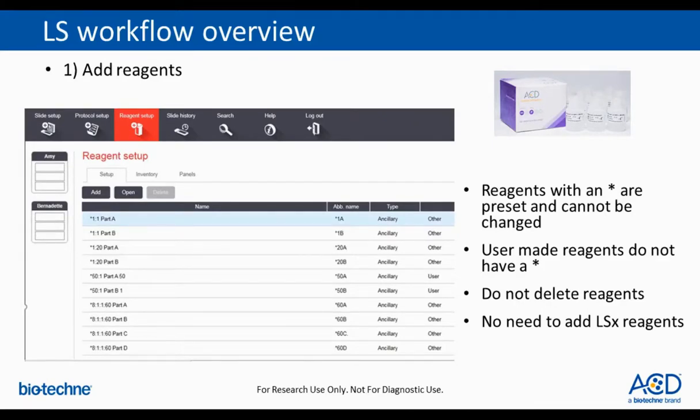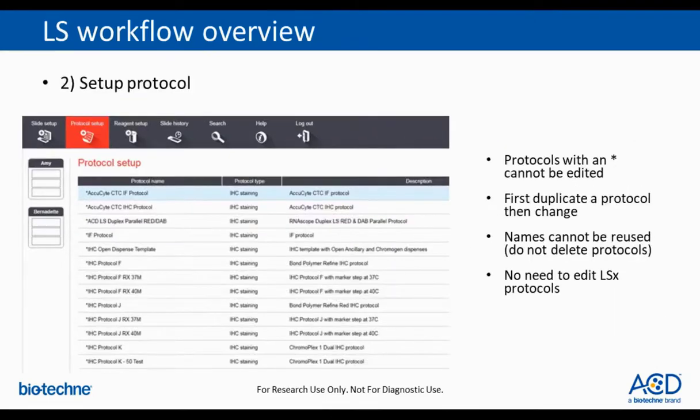So you need to do what we call user-made reagents. All these reagents will not have an asterisk next to them, and you can give them a name. Just be aware you cannot name a reagent twice with the same name. You need to change the name a little bit. And just as a reminder, if you're working with the LSx reagents, you do not need to do any of these. But anyway, you will need to add and generate some reagents pertaining to the RNAscope assays that you want to run. The next step will be to set up the protocol.